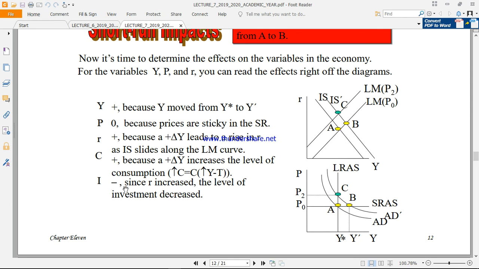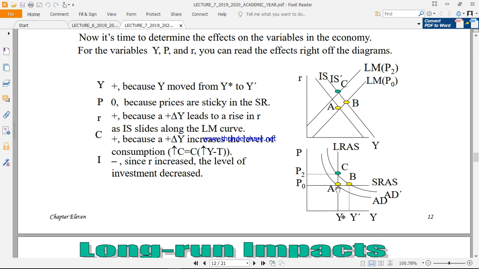Investment is just going to reduce, since the increase in the rate of interest is going to reduce investment. So what we are seeing here, guys, is that because of an increase in government expenditure, in the short run, output is going to increase. There's some deviation of output from the natural level to some level of output which is greater than the natural rate.